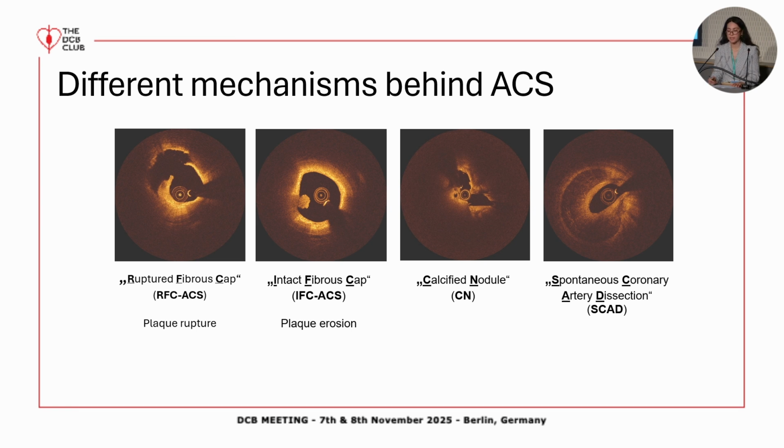The third image shows a calcified nodule. You can see this irregular protruding calcium mass that disrupts the surface and extends into the lumen. And on the right, we have a spontaneous coronary artery dissection. Here we often don't see a typical atherosclerotic plaque at all. Instead, there is an intramural hematoma and a dissection plaque, which is compressing the true lumen from the outside.